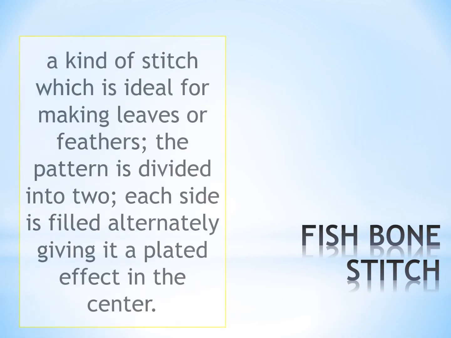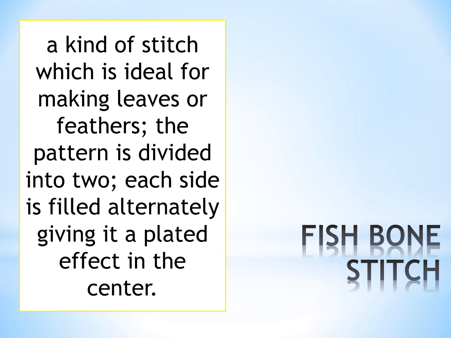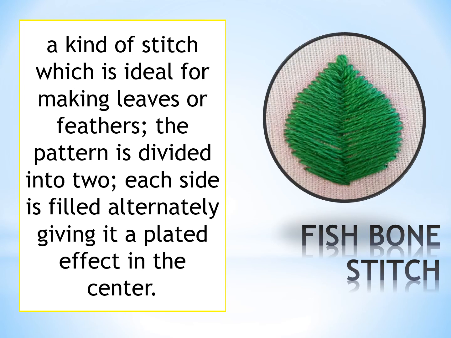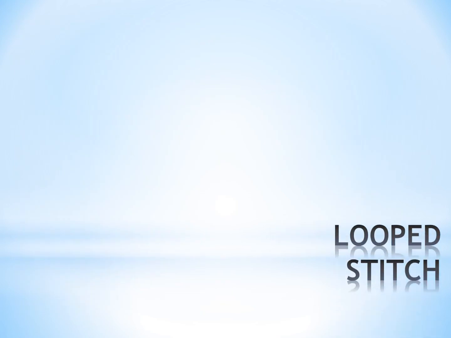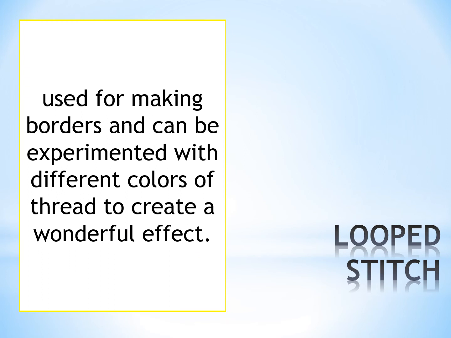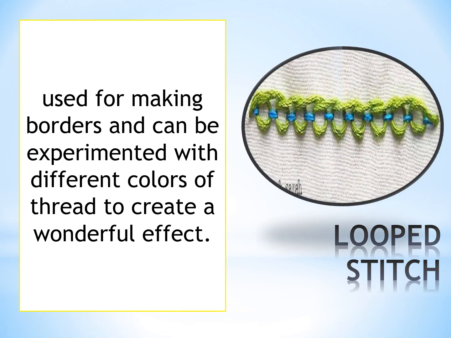Fishbone stitch, a kind of stitch which is ideal for making leaves or feathers. The pattern is divided into two. Each side is filled alternately, giving it a flat effect on the center. Loop stitch, used for making borders and can be experimented with different colors of thread to create a wonderful effect.